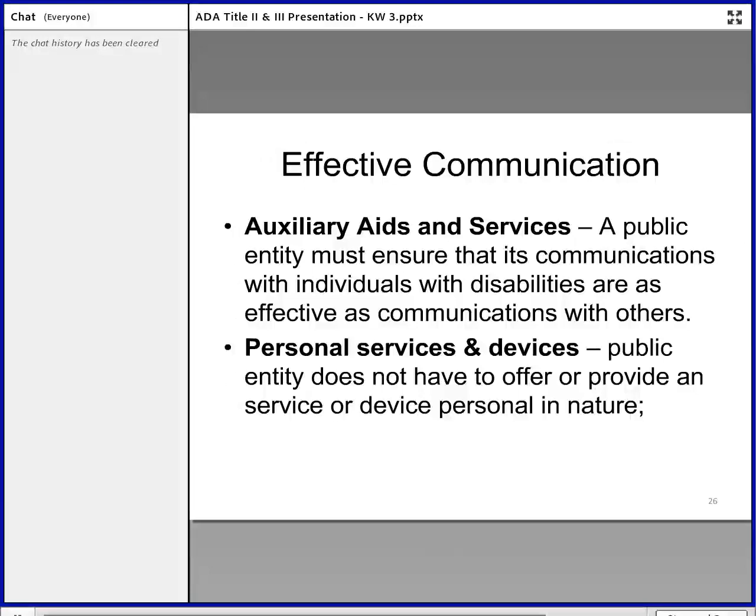Now, where this gets sticky sometimes, and I'll give you how it works out in the law, is that much like in the example we were just talking about, someone comes in and says, I need a certain speech-to-text software program, and it's the only program that I know, so it's the only program that I can work with.